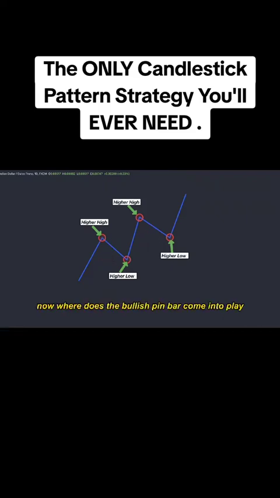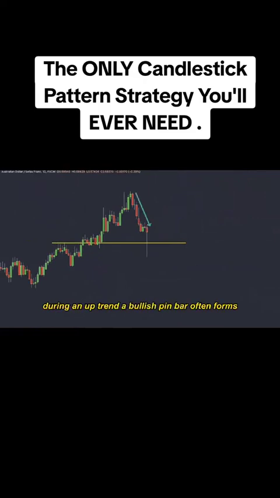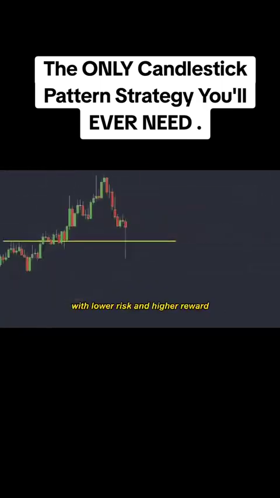Now, where does the bullish pin bar come into play? During an uptrend, a bullish pin bar often forms at the end of a retracement phase. The key feature of this pin bar is its long lower wick, which indicates that the market tried to push lower, but buyers quickly stepped in, rejecting those lower prices. This shows that the retracement is likely over, and a new impulsive move in the direction of the uptrend is about to begin. This creates an excellent opportunity for you to enter the trade with lower risk and higher reward.